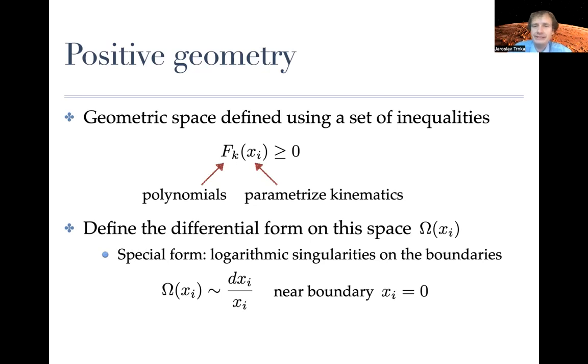And once we have this space, we can define a differential form, omega, and the differential form will have special properties, because if you go to any boundary of this space, which is labeled by saying one of the variables goes to 0, it generates a logarithmic singularity. So the form goes like dx over x when x goes to 0. And this must be true for all boundaries and even all boundaries of all codimension. So if we have the higher dimensional space and we go to first boundary, second boundary, third boundary, going down and down, then we always have to generate this logarithmic singularity. It must only behave like dx over x. It can never behave like dx over x squared, for example.